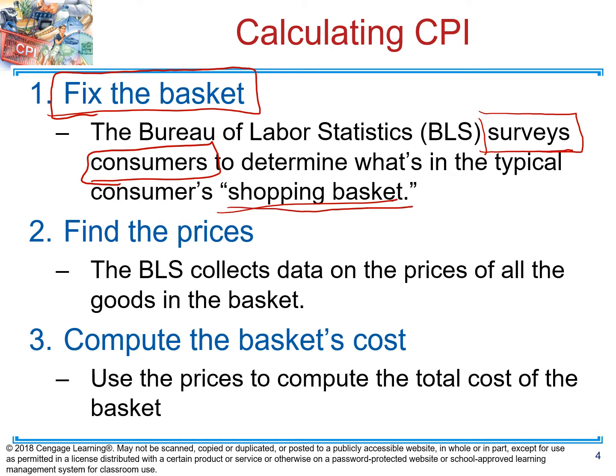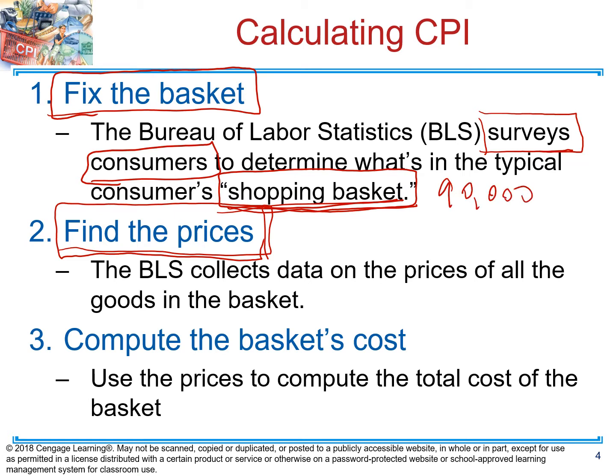After Bureau of Labor Statistics figures out what is going in the typical shopping basket of a consumer, they find the prices of those products, guys. And you're probably thinking, well, my consumer basket is probably going to be very different than your consumer basket. And you're absolutely right. The typical consumer basket that BLS is actually using has about 90,000 products. So 90,000 products, this is what they're dealing with, and that's how they calculate the CPI.